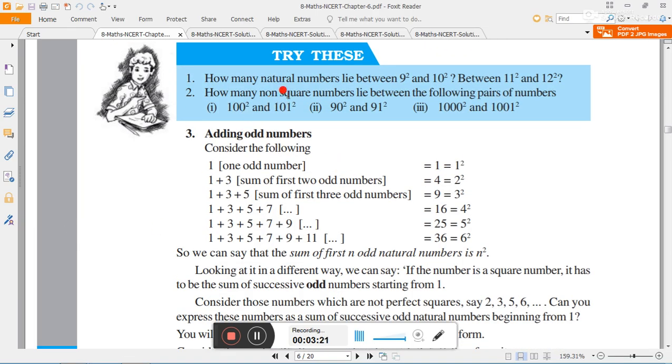See here again, whatever I told you, try these questions carefully. How many natural numbers lie between 9 square and 10 square?